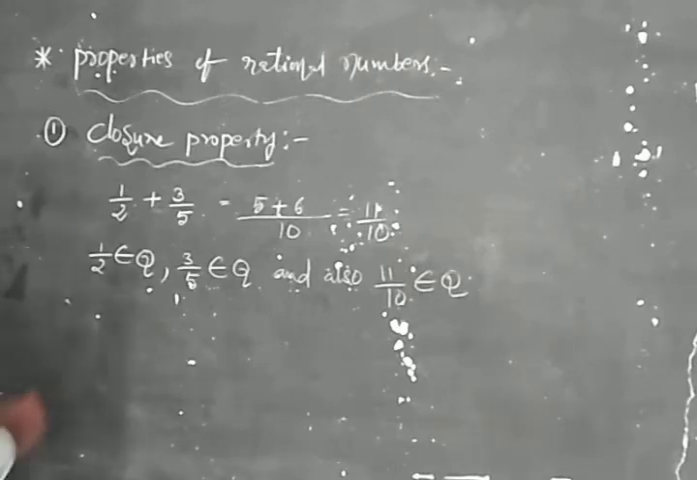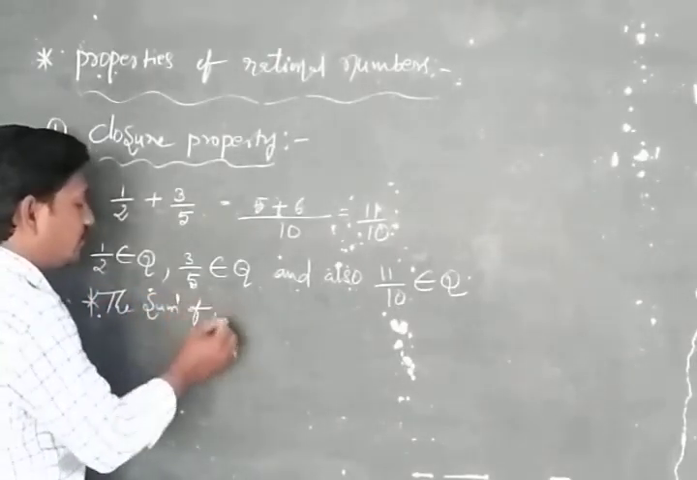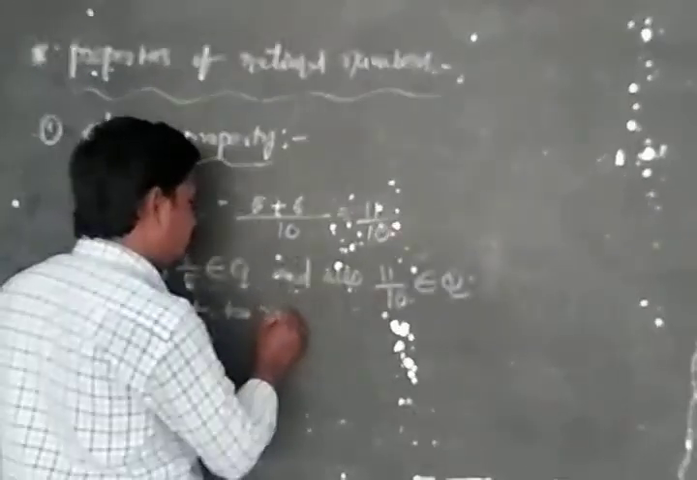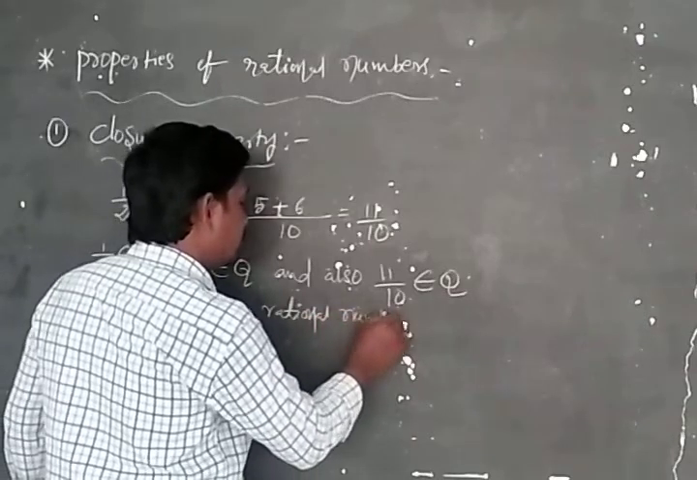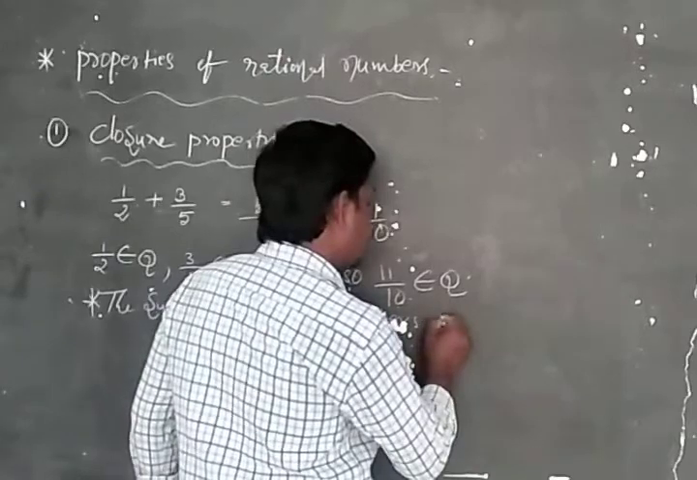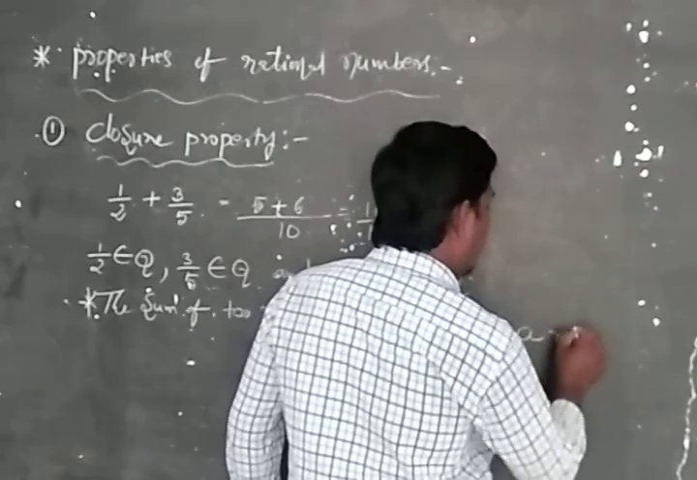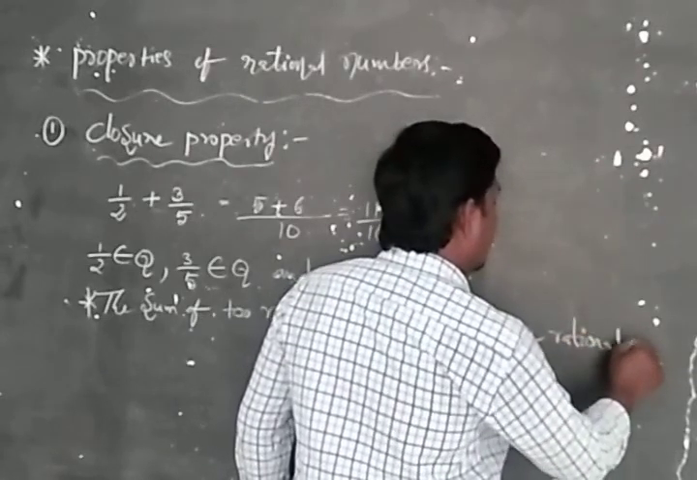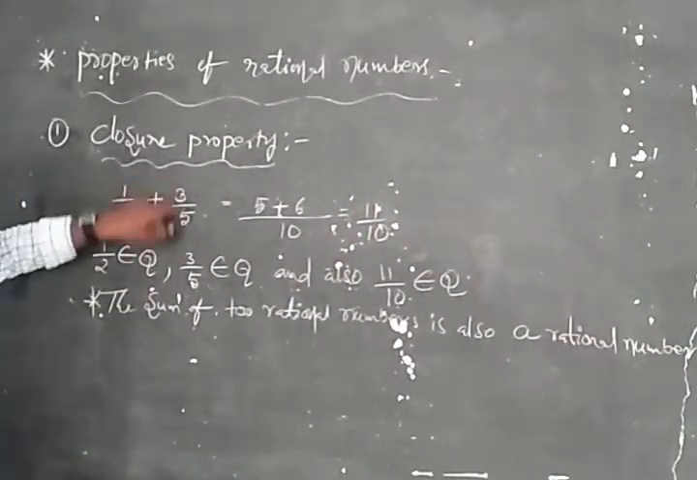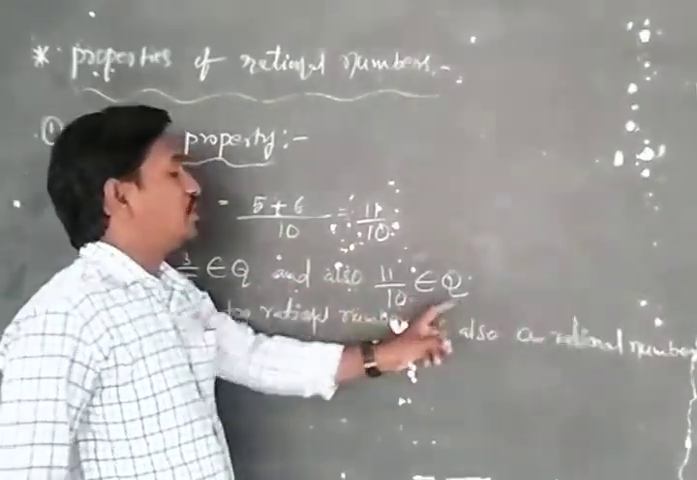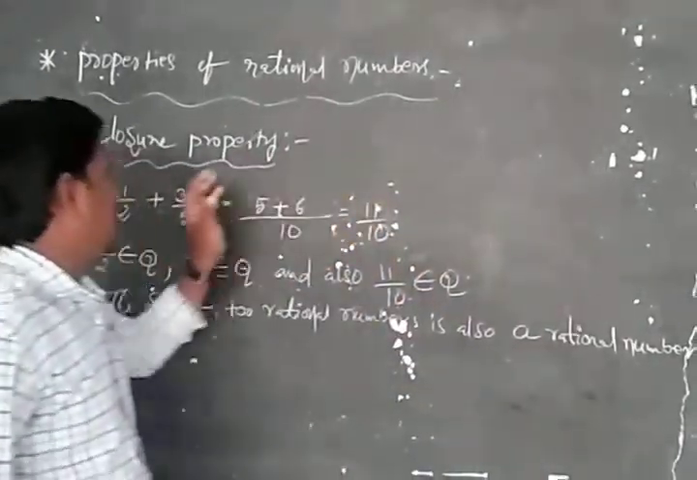Here we conclude that the sum of two rational numbers is also a rational number. 1 by 2 belongs to Q, 3 by 5 belongs to Q, and 11 by 10 also belongs to Q. Here, the sum of two rational numbers is always a rational number. This is the closure property.